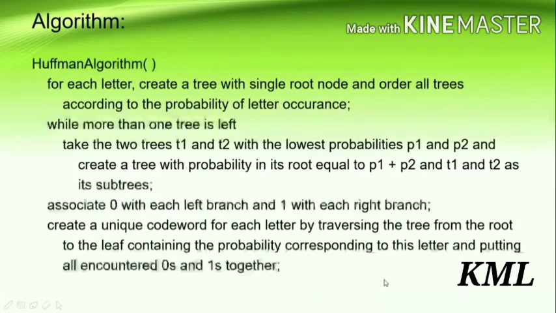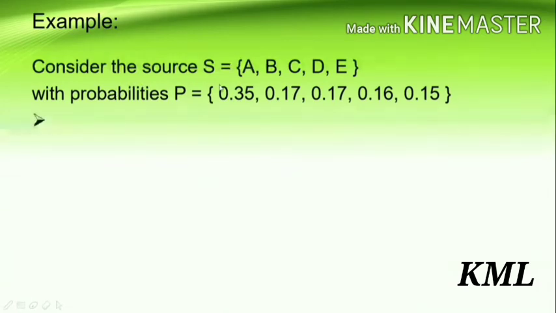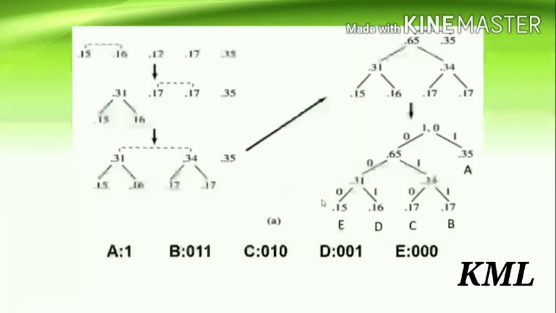Okay, so let's see an example. Consider the source A, B, C, D, E with probabilities 0.35, 0.17, 0.17, 0.16 and 0.15. So how to construct the tree? We first arrange these probabilities in ascending order. So we have 0.15 at the beginning, then 0.16, 0.17, 0.17, 0.35.